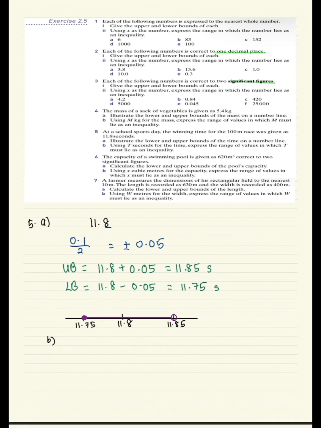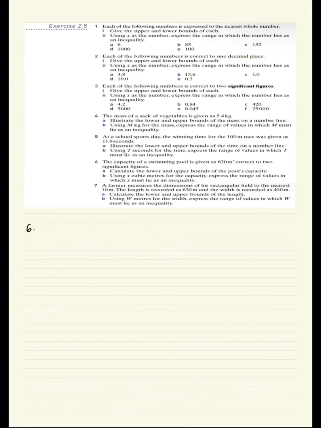Let's look at question B. Express the range in which the number lies. So I'm going to take T is more than or equivalent to 11.75 seconds and less than 11.85 seconds. Question 6.